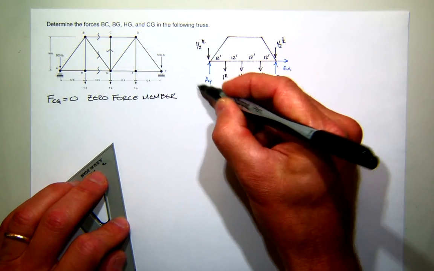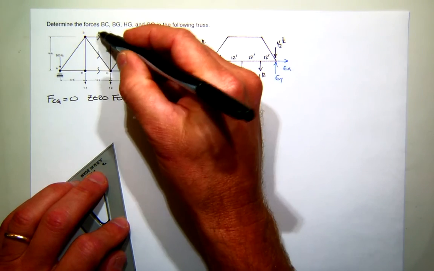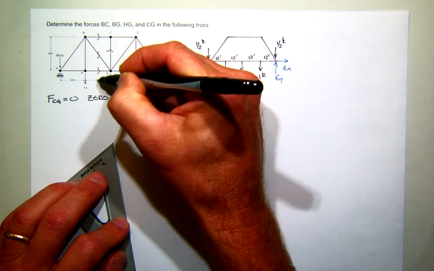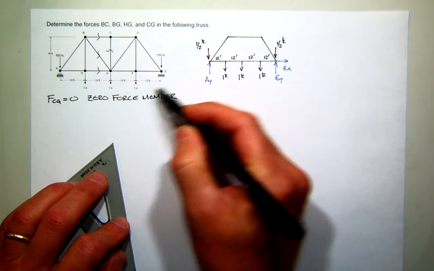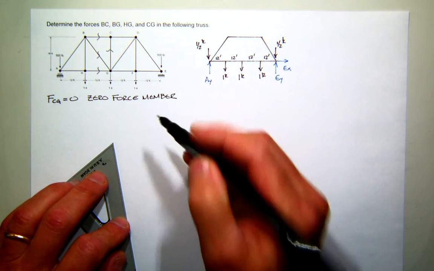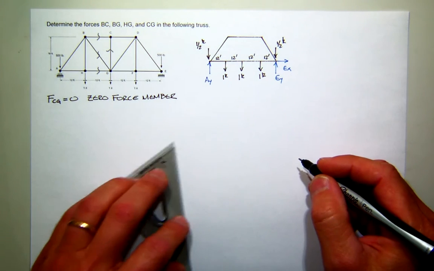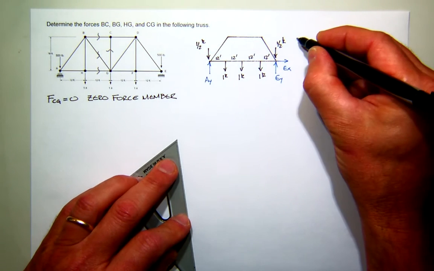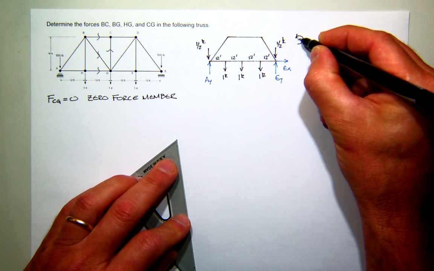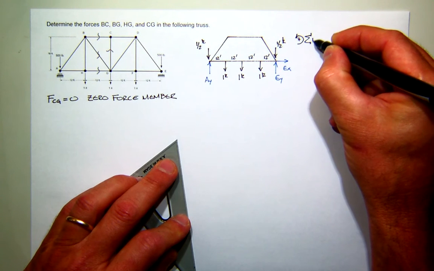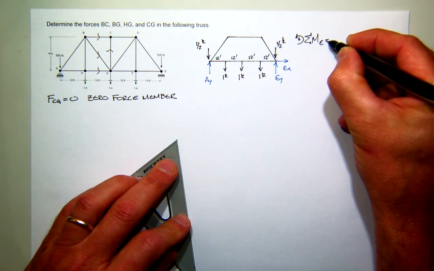So I'm only interested in AY. That's the only thing I need, because when I make my method of sections cut here, I'm going to work the left side. I don't really care about EX and EY. So let's just write one equation and get AY. What's the fastest way to do that? Yeah, we're going to sum moments about E, and make sure that's in equilibrium.